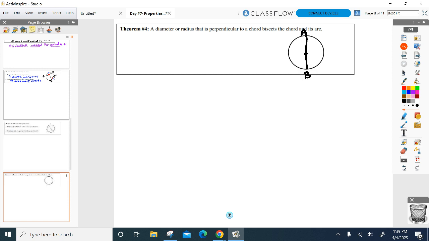Then draw a chord that is perpendicular to that diameter. Draw in a chord that is perpendicular to that diameter, please. And what are you going to put on that chord and diameter where they meet so you show me they're perpendicular? What's going to go here too? That says they are perpendicular. A right angle, yes.